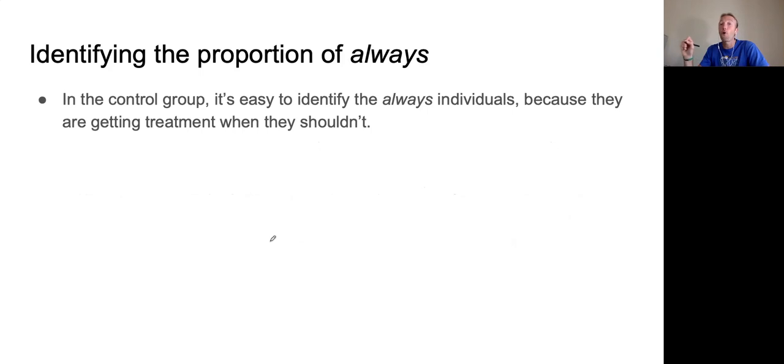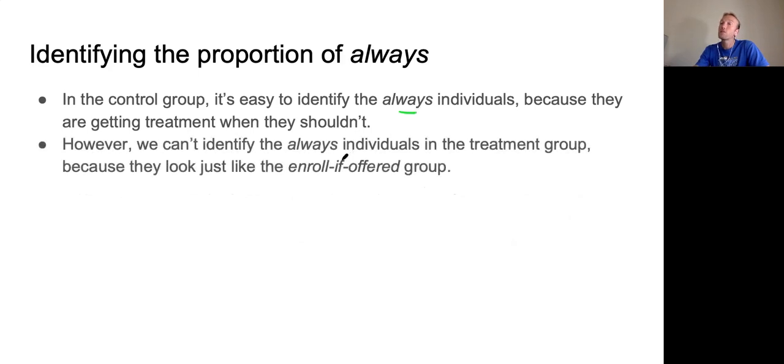I'm like, you're an always, because you got it even though you're not supposed to. All right, so those are the alwayses. However, in the treatment group, we don't know who the alwayses are because if they're in the treatment group, they were supposed to get it. So the alwayses got it, and so did the enroll if offered, the quote rule followers. They got it all. So how do I find how many alwayses there are in the treatment group?